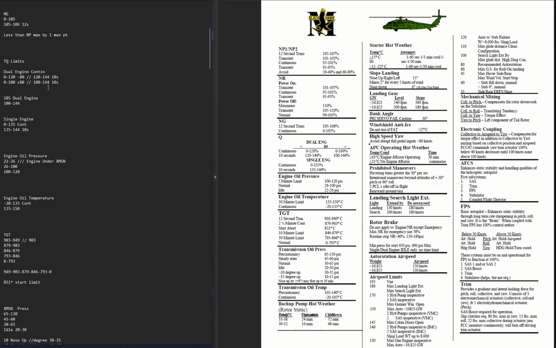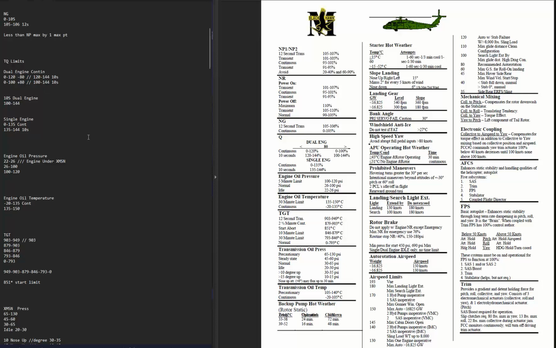So for single engine and dual engine, the important thing is just to remember the initial ranges: if you're over 80 knots, 0 to 100 for dual engine, and then under 80 knots, 0 to 120. Then you already know that you're going to be going to 144 as your max for your 10-second limit.